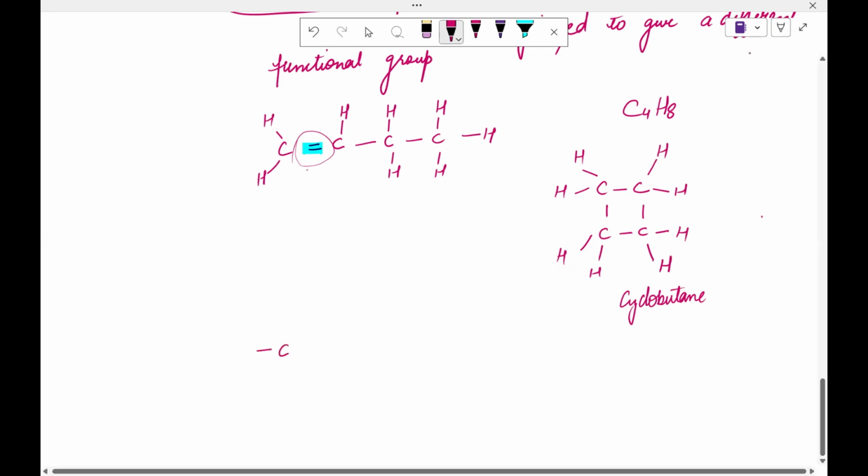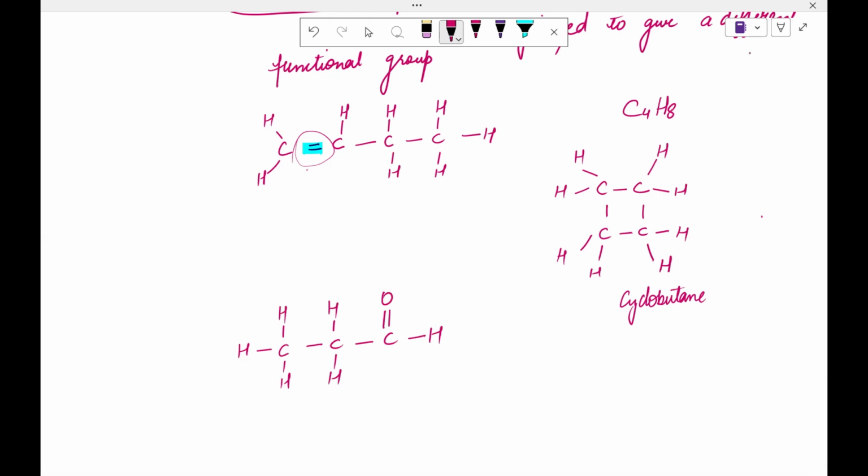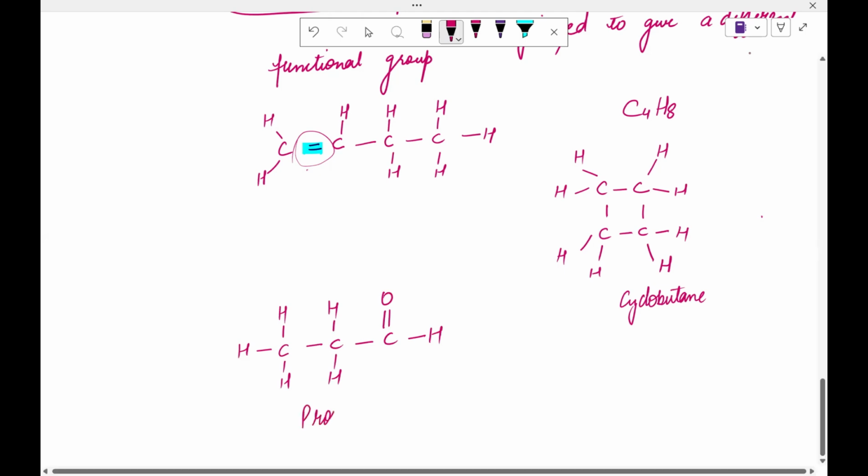For example, we have this one. What do you think this thing is called? What is this one? Propanone? Propanol? Propanal. Yes. So you mean that this is an aldehyde. Am I right? Yes. But now, this is basically the functional group.